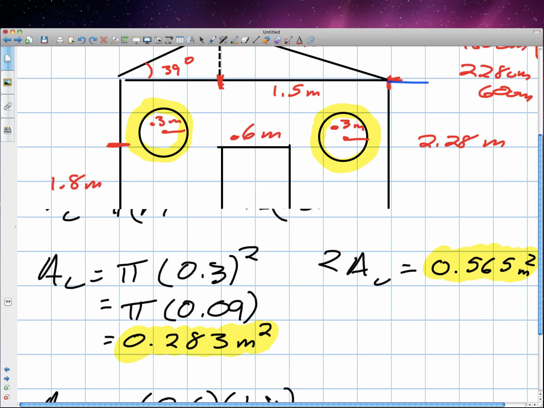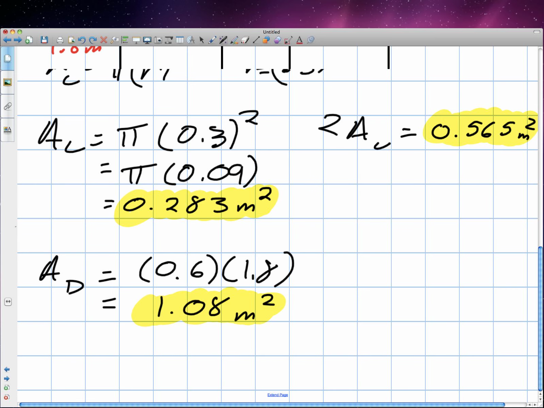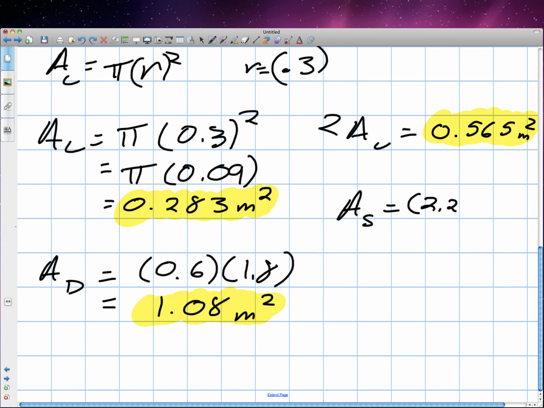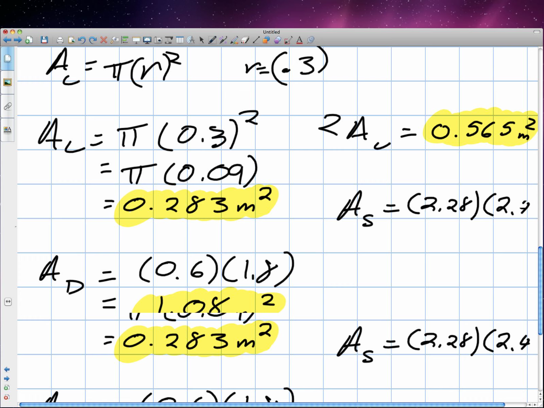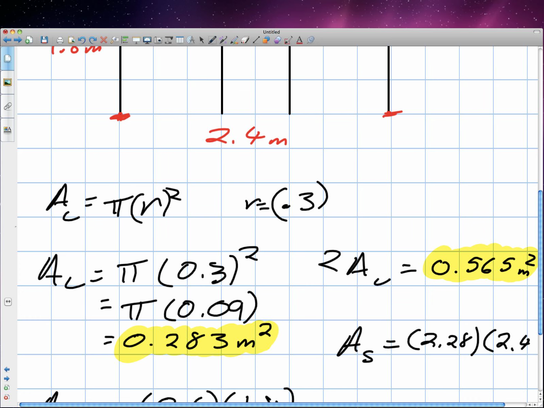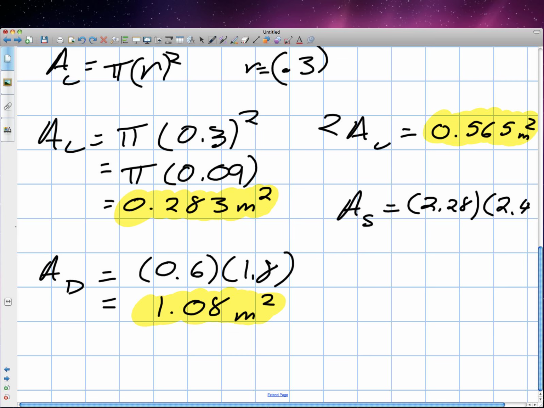Area of the shed, we'll call it 2.28 by 2.4. 2 S's? Small shed. I don't think there's any other S's. We should be okay. I got it. 2.28 times 2.4. 5.472 meters squared. So this is one of the ones we'll be adding. I'm just going to highlight this a little different so that I can keep this organized. The area of the front of the shed is 5.472 meters squared.